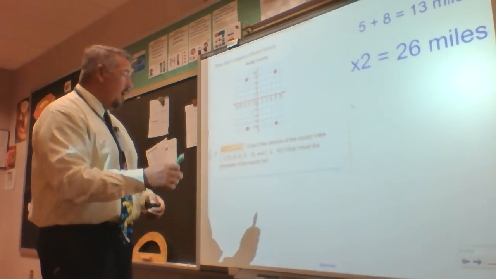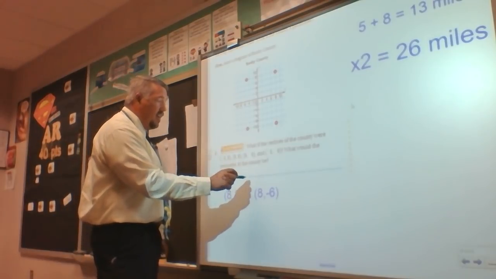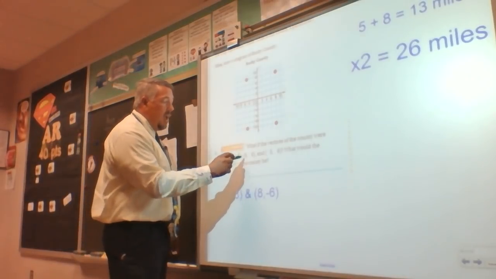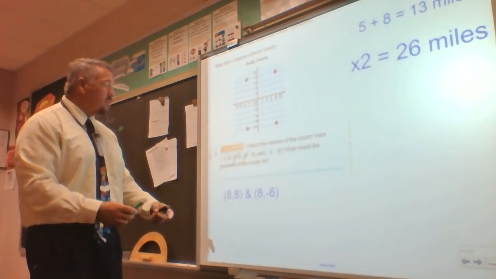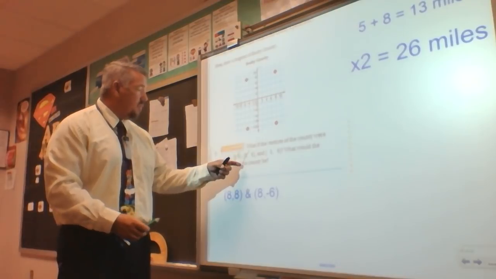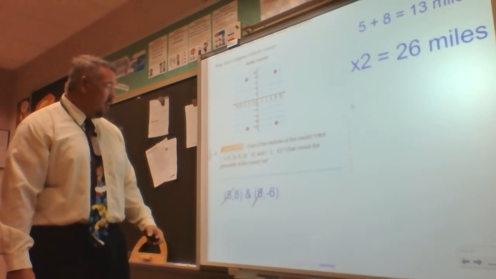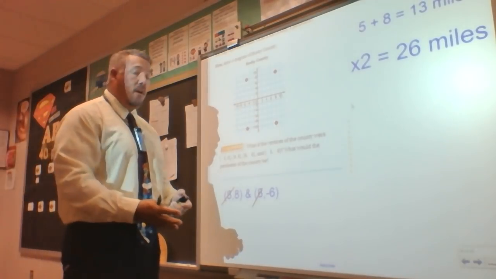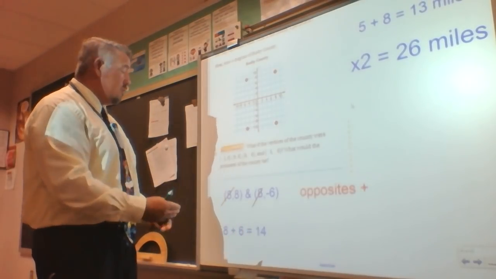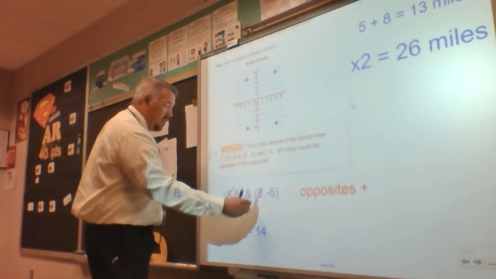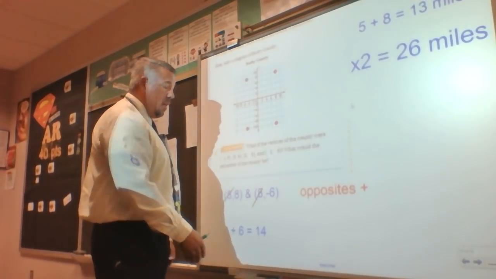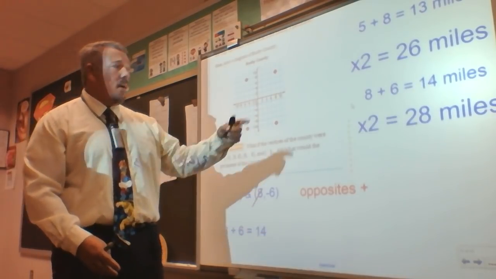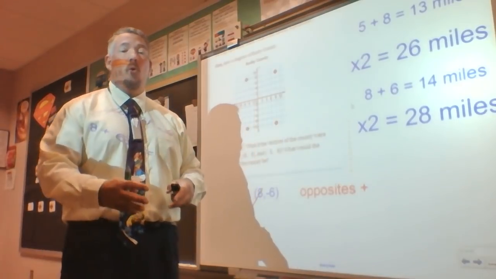So on my left and my right, I'm going to look at the 8, 8 and the 8, negative 6. My x-axis once again stays the same, which leaves me with just a positive 8 and a negative 6. So when I cross those out and I see what I'm left with, I see that I have opposites. Once again, opposites tell me to add those together. 8 plus 6 gives me 14. And I know that my left and the right are the same length because it's a rectangle. So when I take my 14 and times 2, I end up with 28.